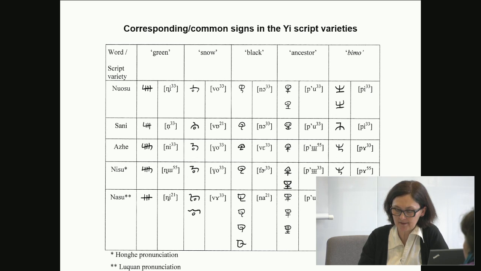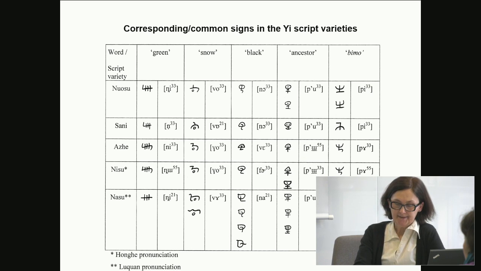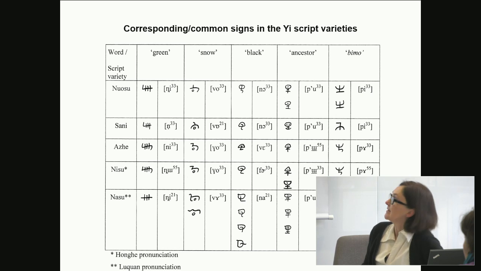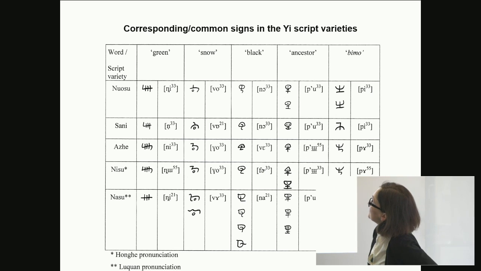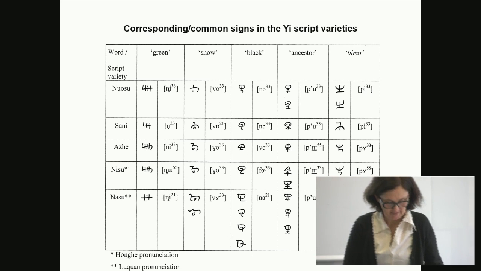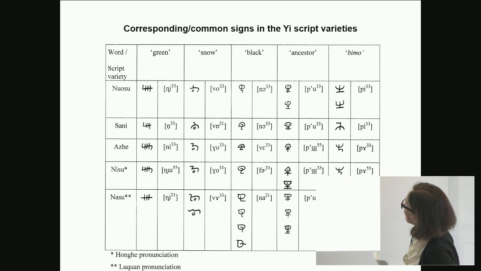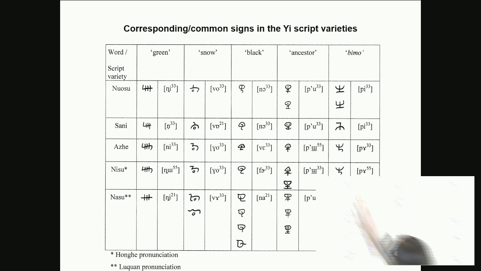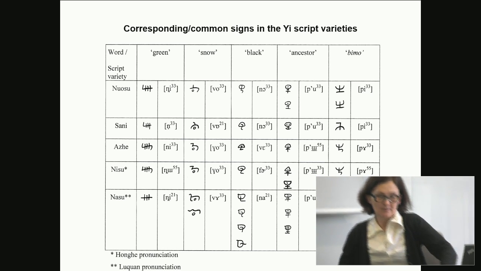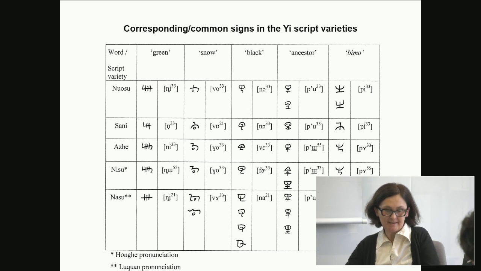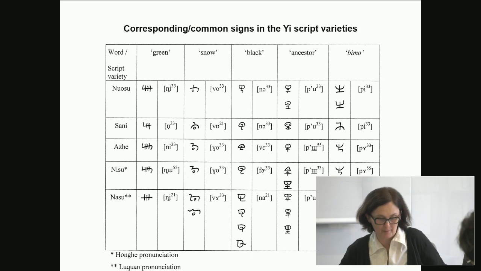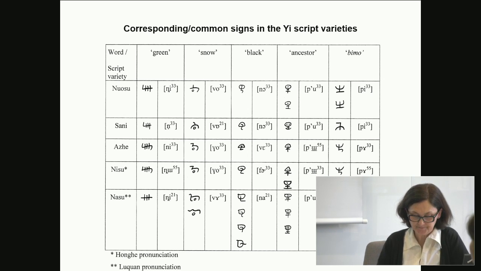Among the signs that are included in the illustration, the graphs of Aje and Nisu scripts under the word black are exceptions in this respect, as the sound of them is very different from the other signs.